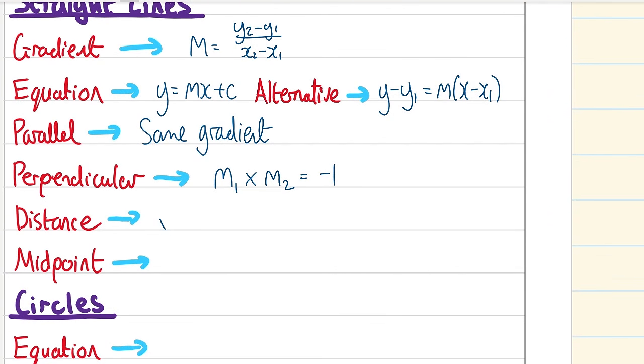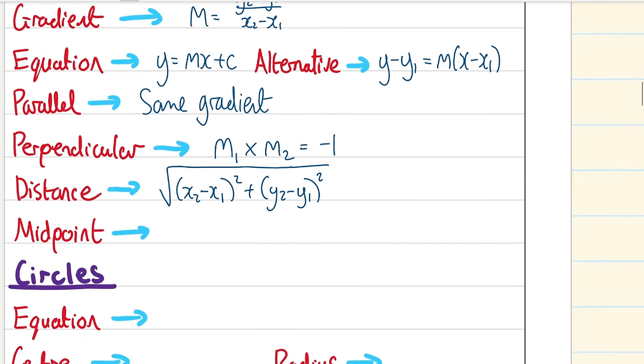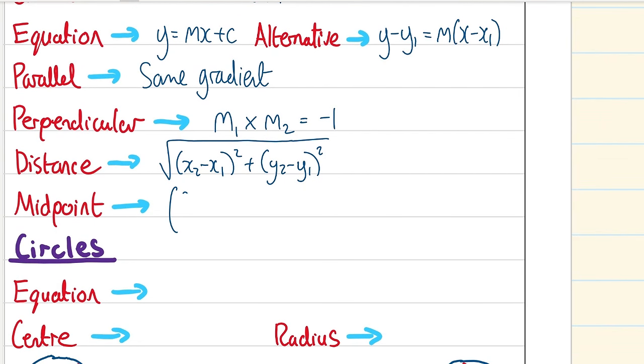The distance formula, we can use Pythagoras, and it's the change in the x coordinates plus the change in the y coordinates, each of which need to be squared first. And the midpoint is the average x-coordinate and the average y-coordinate.